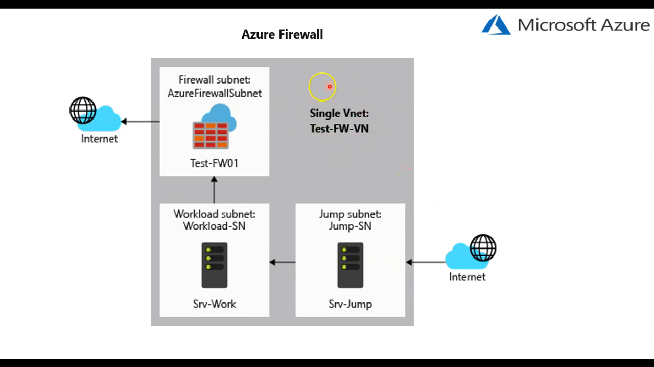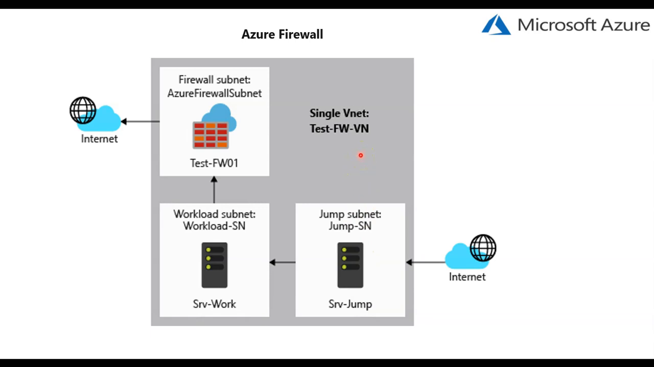Within that network, you are going to create a VNet with three different subnets. One subnet will be dedicated to your firewall. The other two subnets will be dedicated to two different servers. So these servers are deployed into different subnets.